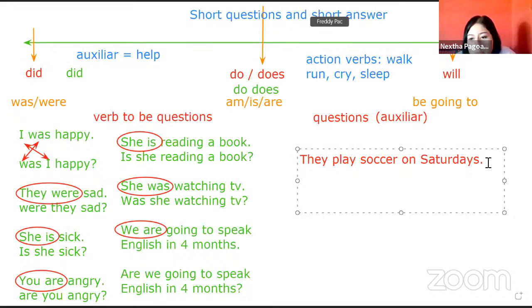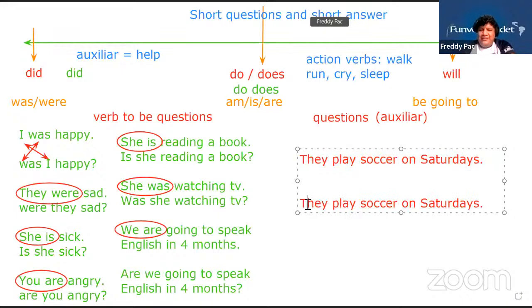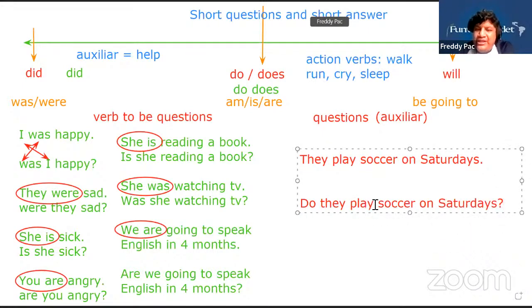So then I am just going to use my method. We copy the sentence, and then we put the auxiliary. Do they play soccer on Saturdays? And we use the question mark. That's it. Why we didn't change the verb? Because in this case, the verb is normal. We don't have to change anything. Do they play soccer on Saturdays? Very good, Neisa.